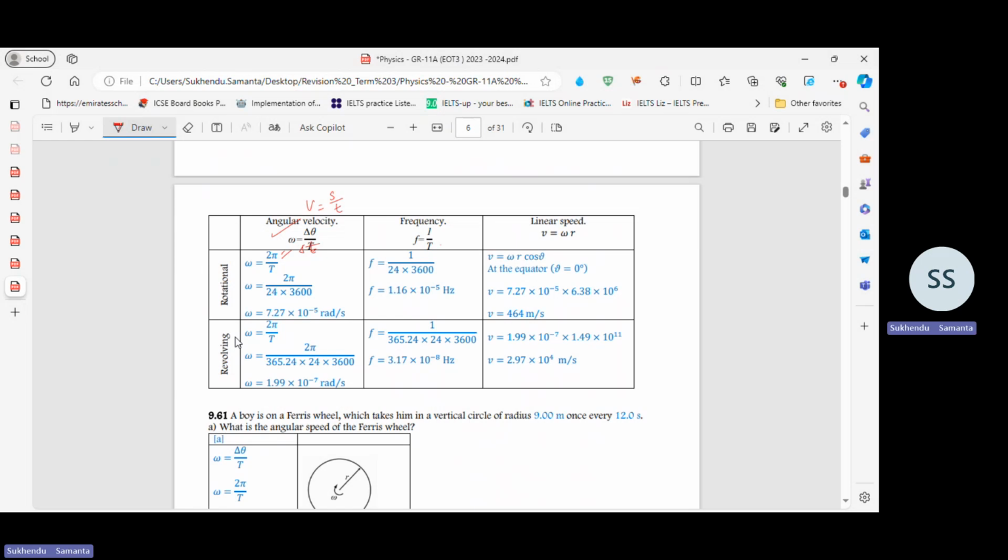F is equal to 1 divided by t, and linear speed v is equal to omega r. It shows that v and r are directly proportional. So when the r is more, the linear velocity is also more. Make sure if it is rotating in a circular path with constant omega, the linear velocity changes with respect to your radius.